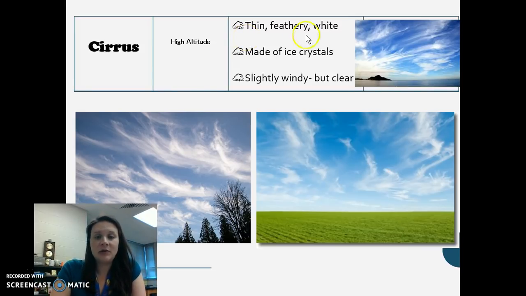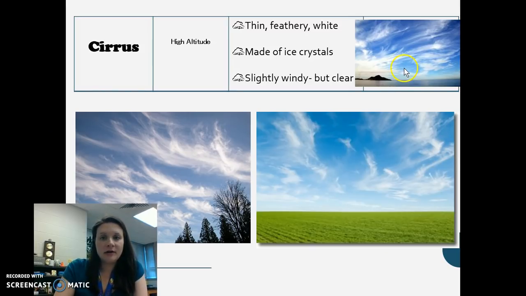And the traits is what you'll be writing in the third column of your row here. So just kind of in bullet points, write down that cirrus clouds are thin, feathery, and white. They're so high up that they're only made of ice crystals. And usually they indicate windy weather, but it's going to be clear out, so no storms or precipitation, just wind.